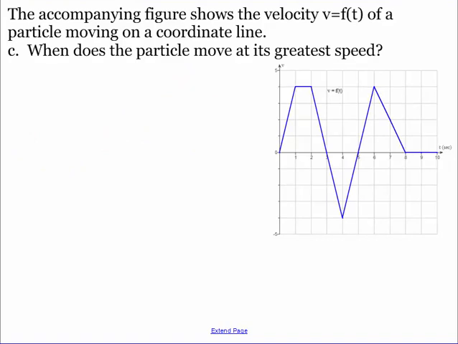In this part, we are asking, when does the particle move at its greatest speed? Remember, speed is the absolute value of velocity. So I'm going to draw in my speed curve. Basically, all of the y's of our velocity curve that are negative are going to become positive, reflecting across the x-axis. So in red there we have our speed curve. When does the particle move at its greatest speed? Well, the highest value is at 4, and that is from 1 to 2. That is at 4 and at 6.